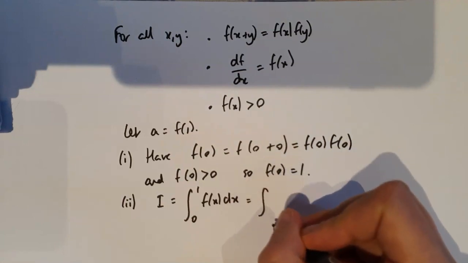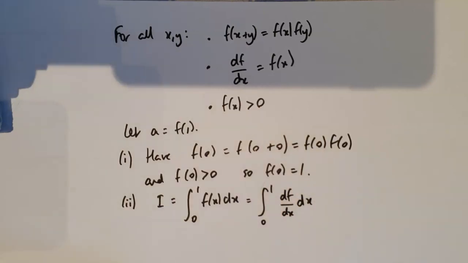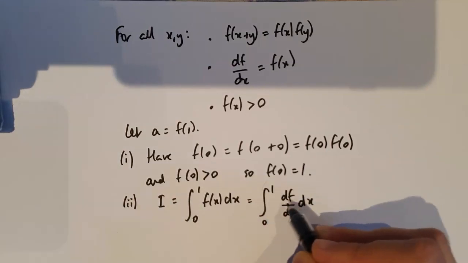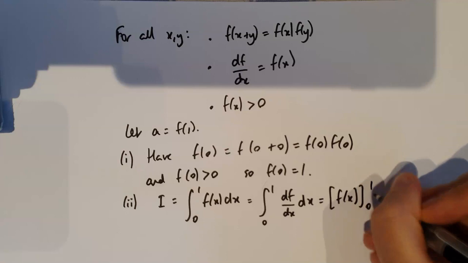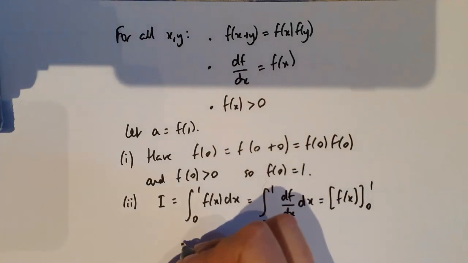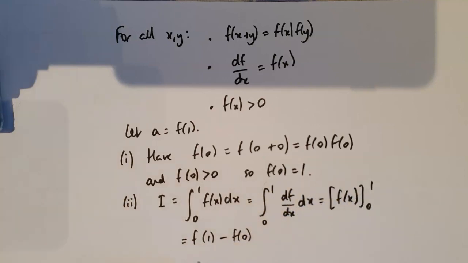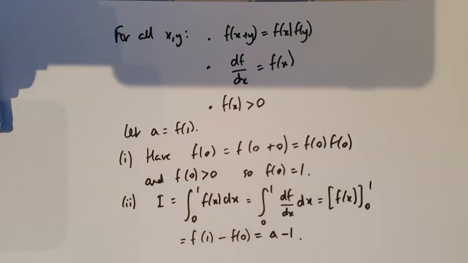So this is the integral from 0 to 1 of the derivative of f with respect to x, integrated with respect to x. And there's this fantastic result called the fundamental theorem of calculus, which relates integration and differentiation. And this tells us that this is just f of x evaluated between the limits 0 and 1. So that's f of 1 minus f of 0. And we know that f of 1 is a, because that's how we defined a. And we know that f of 0 is equal to 1 because we just showed that. And that gives us what we wanted in this part of the question.